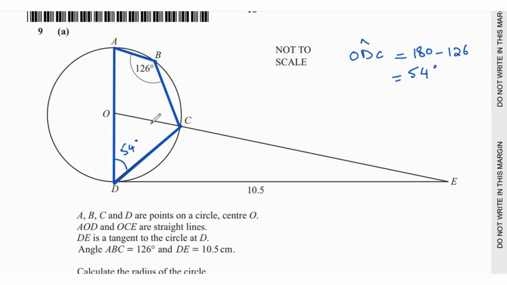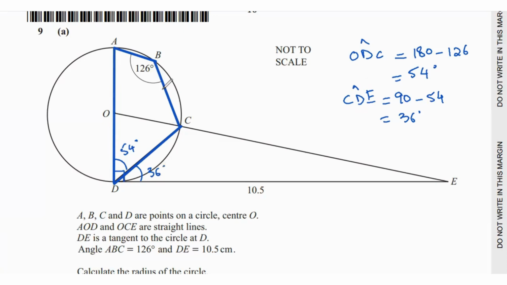So that's one thing. Another thing is that OD is your radius because the line is coming from the center towards the circumference. And DE is your tangent, which means this is a 90-degree angle. So angle CDE would be 90 minus 54, which is equal to 36 degrees.